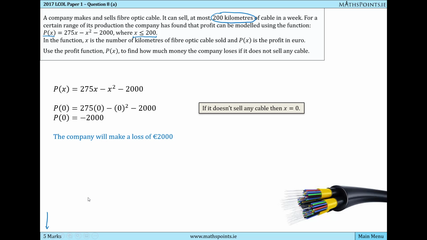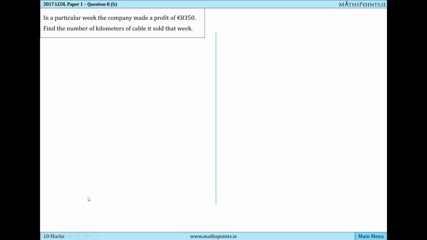The second part of the question is a little trickier. The second part of the question says that the company makes, in a particular week, 8,350 euros, and what we're looking for is the number of kilometers of cable. So we're looking for a value of x. We're not filling in a value of x into our profit formula. So the profit is 8350. That means P of x is 8350. So we set up an equation letting the function equal 8,350, and then we solve for x.